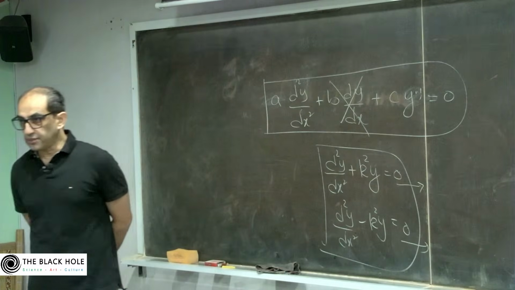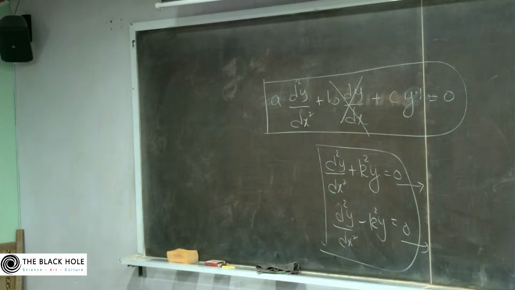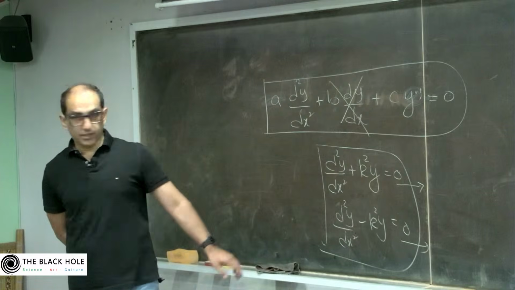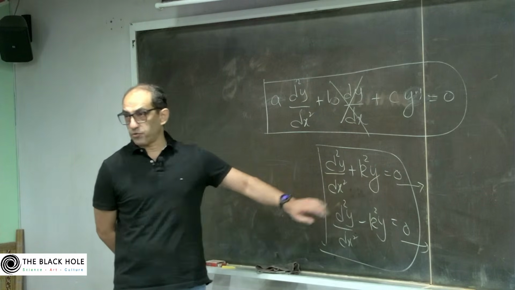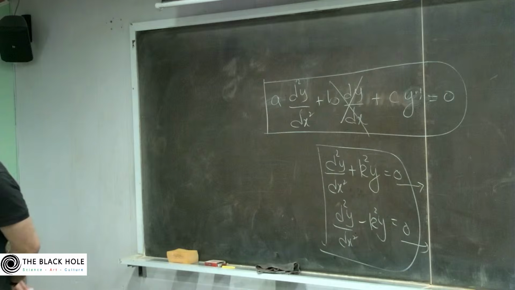In one, exponentials will come, and in the other, sinusoids, sines and cosines, will come. So which one will be composed of sines and cosines? The first one is going to be sines and cosines, and the second one is going to be exponentials. If I ask you, without jotting anything down, what is the auxiliary equation for it? M squared plus k squared equals zero.